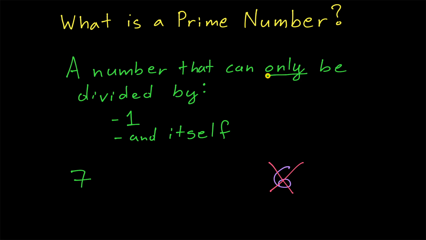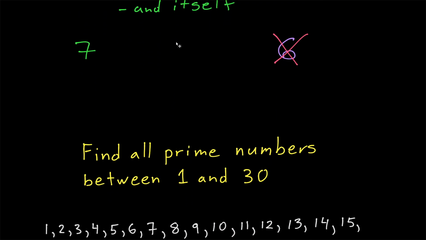So the key word in this definition is only. A number has to be divisible by 1 and itself, but it can only be divisible by 1 and itself for it to be considered a prime number. So now that we have recalled what a prime number is and what a prime number is not and seen an example of each, let's try to find out how to calculate prime numbers.